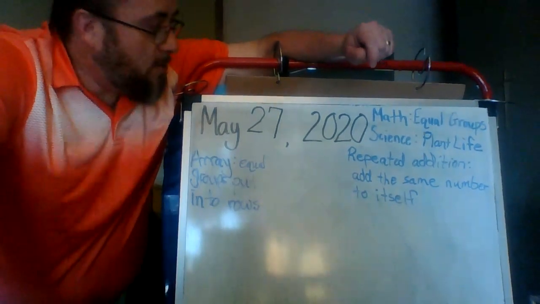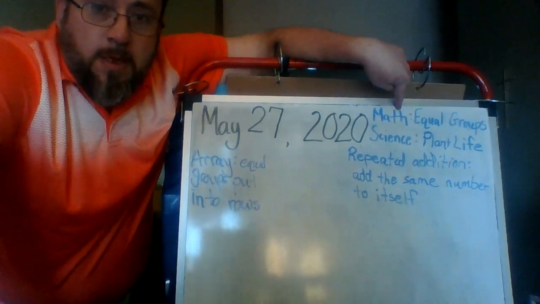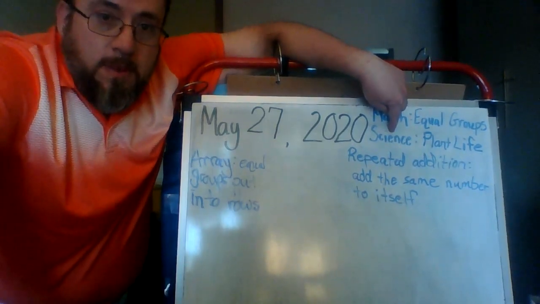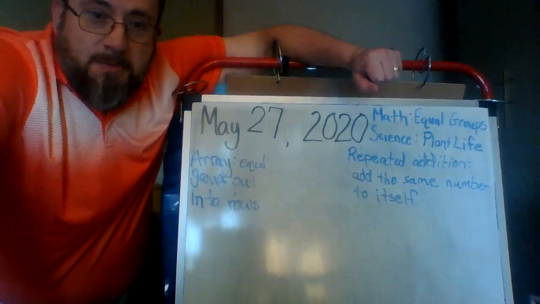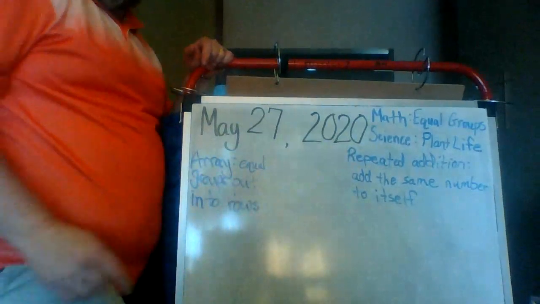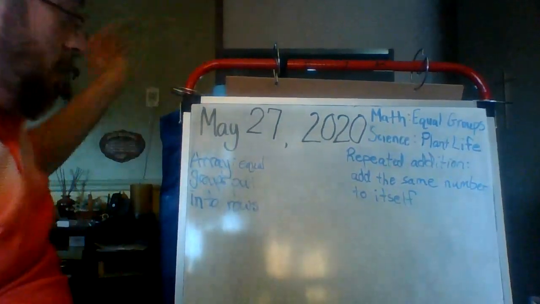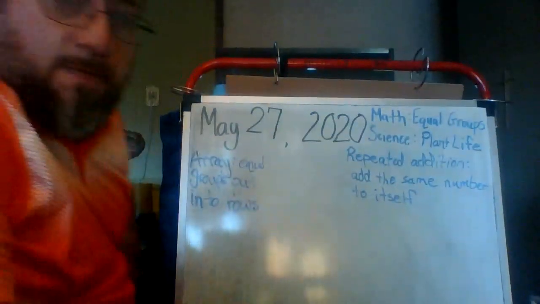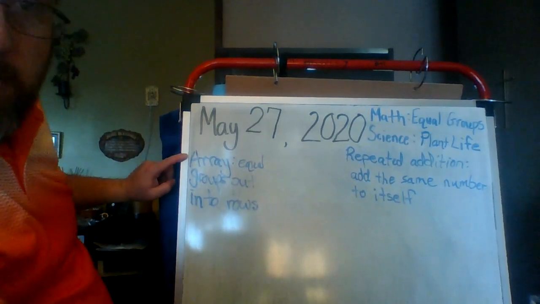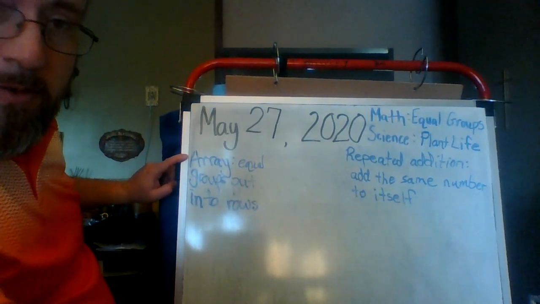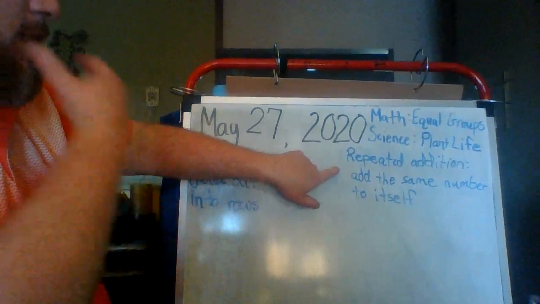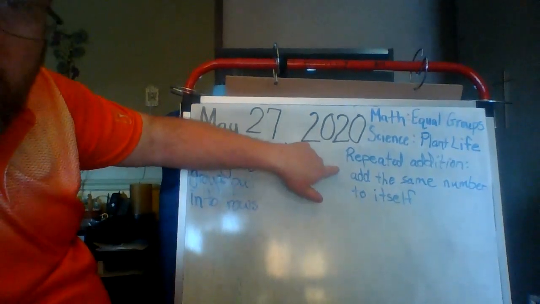Today we're going to continue to talk about equal groups with math, and we're going to start finishing up some of our plant life talk that we've been doing with science. Let's start with math first and go back to remembering that I have the two main terms up here on the board, the vocabulary, still written for our math. Arrays are equal groups put into rows or columns. And repeated addition is adding the same number to itself.